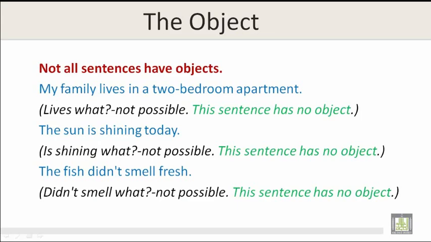Not all sentences have objects. My family lives in a 2-bedroom apartment. Lives what? This is not possible. This sentence has no object. The sun is shining today. Is shining what? It's not possible. This sentence has no object. The fish didn't smell fresh. Didn't smell what? This isn't possible. This sentence has no object.